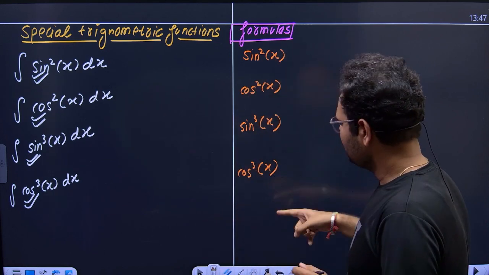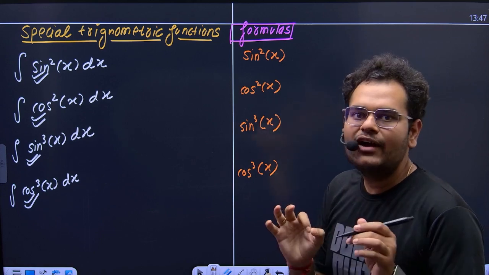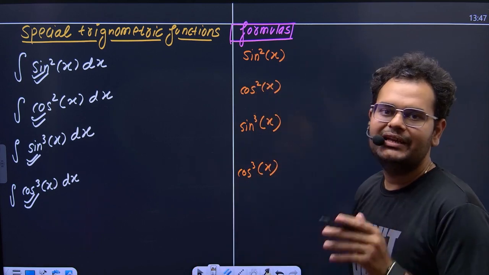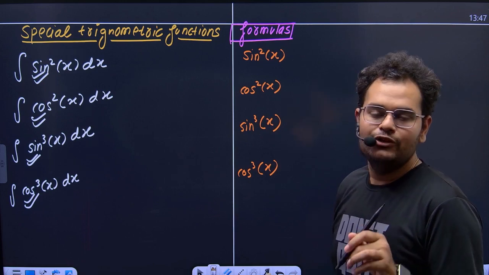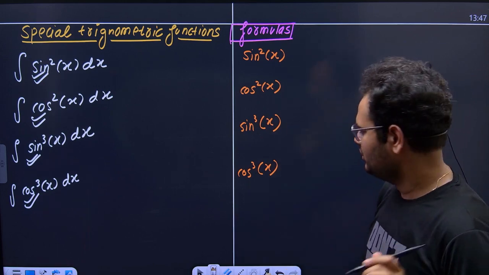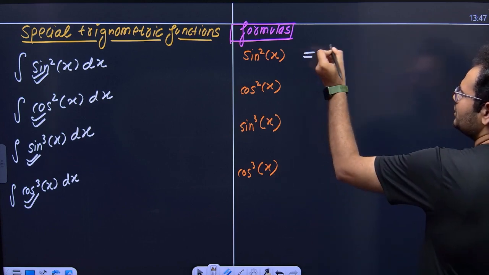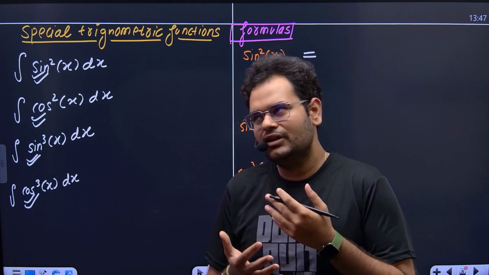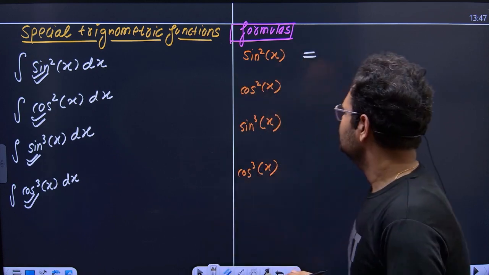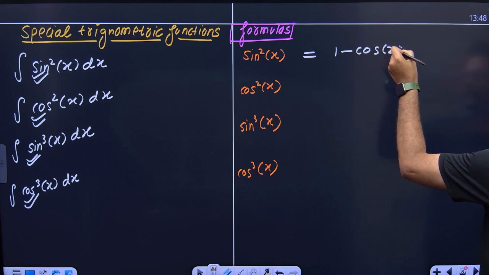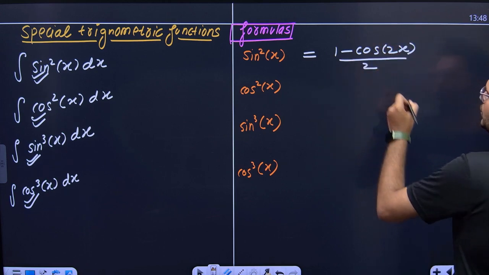you must know the formulas of half angle and triple angle. See, I will write the formulas. Whatever I am writing on the screen is very, very important for you. You must note it down and use that formula till the end of your NEET journey. Okay, what are the formulas? First, I have to convert sin square x into a form in which integration can happen. So sin square x can be written as 1 minus cos 2x upon 2. You have to learn this formula.